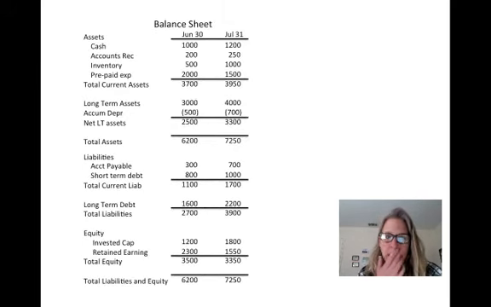The other thing we need to know is the balance sheet, but we also need to know the beginning balance sheet and the ending balance sheet. In this case, we have June 30th as the beginning balance sheet and July 31st as the ending balance sheet for the month of July. So we'll look at changes in a lot of these accounts.